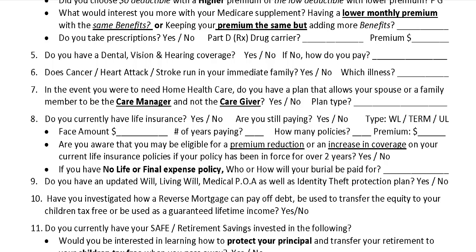Now here's the great follow-up question to that. Are you aware that you may be eligible for a premium reduction or an increase in your coverage on your current life insurance policy if you've had your policy in force for over 2 years? I can tell you no agent out there is asking this question. And that is the biggest question that you need to ask to make yourself thousands and thousands of dollars.